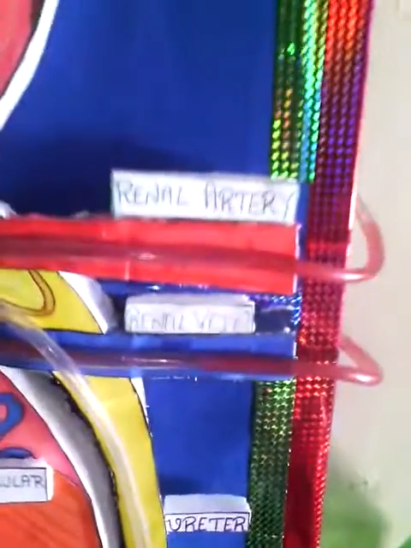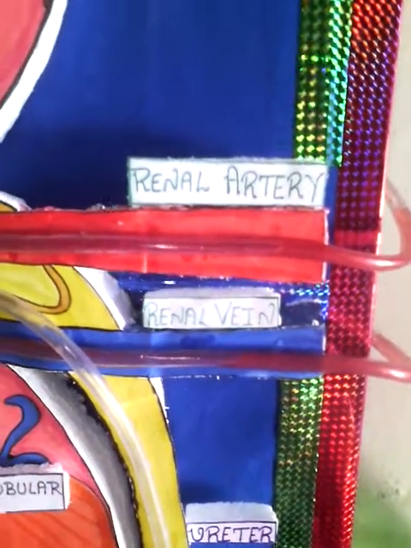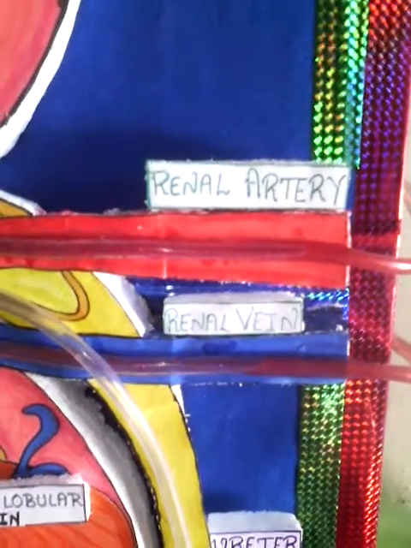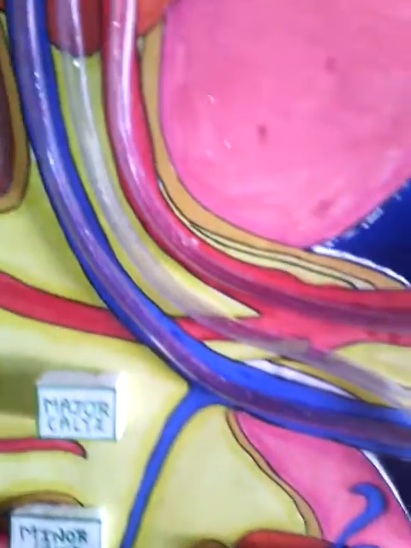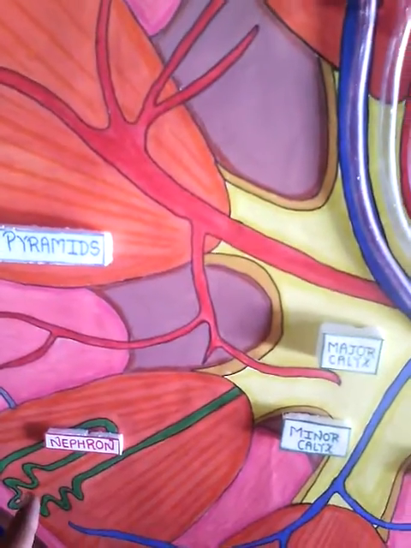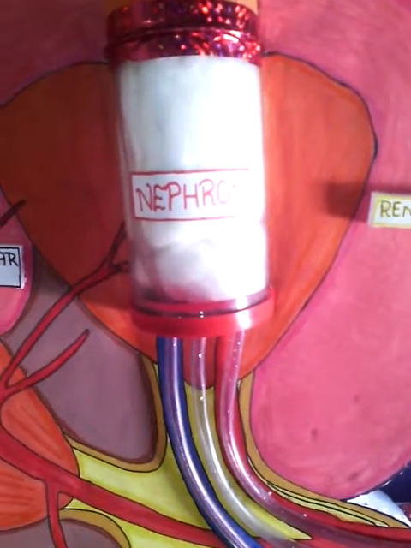You can see the renal artery and the renal vein. This is the renal artery. The function of the renal artery is to bring the blood from the heart to the kidney for the filtration. It reaches the nephron. This green structure is being replaced by this plastic box just to make it easy to understand.